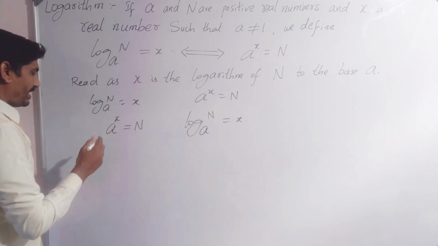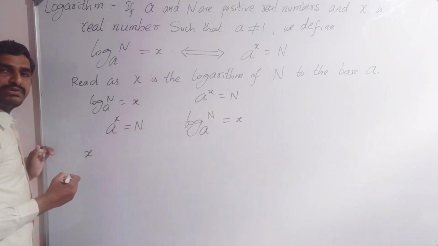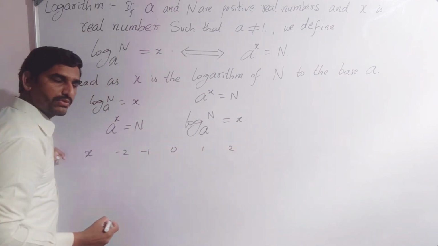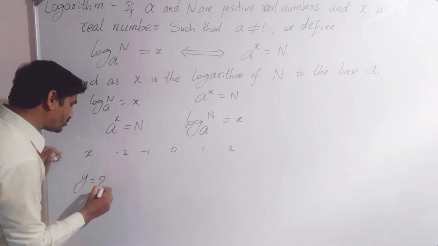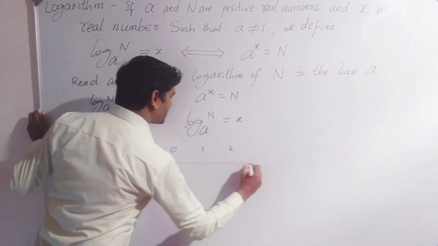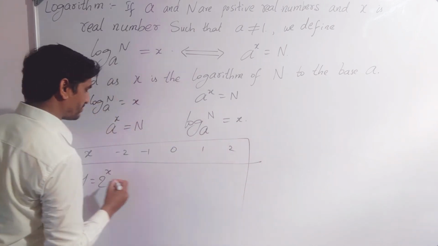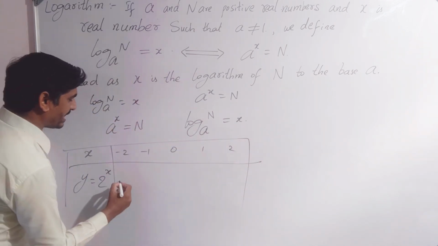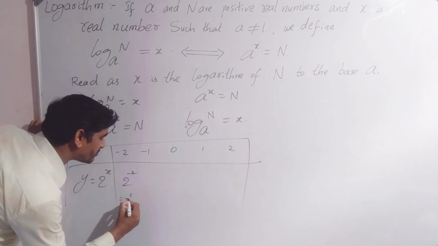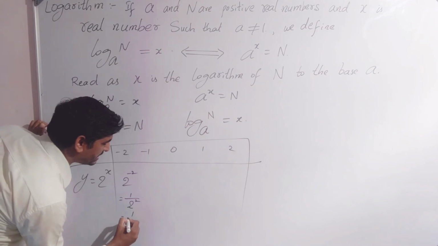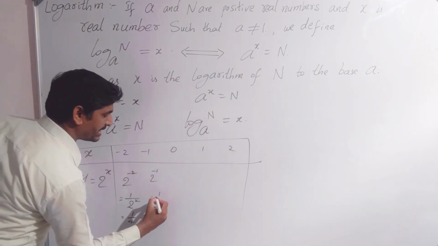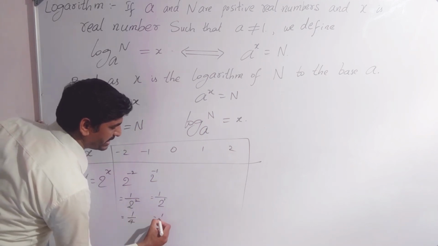See here, for example, x values -2, -1, 0, 1, 2. For the y value, we want to write 2 power x. How do we write this as a table? 2 power x means 2 power -2. 2 power -2 can be written as 1 by 2 square, that results in 1 by 4. Now 2 power -1 can be written as 1 by 2 power 1, that gives 1 by 2.